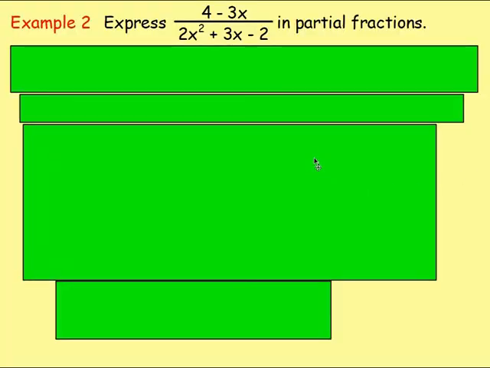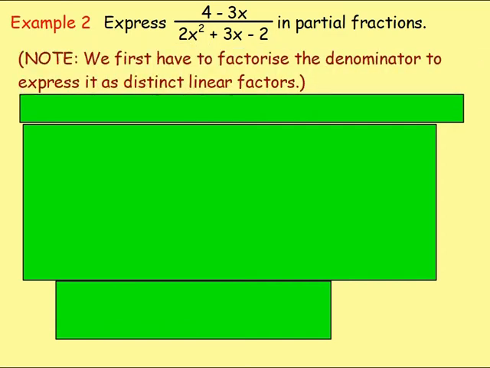Example 2, express (4 − 3x)/(2x² + 3x − 2) in partial fractions. What do you notice first of all? Yeah, the denominator is not written in the form (x − 2)(x + 1). It's not got the distinct linear factors. So first of all, we have to write the denominator as distinct linear factors.